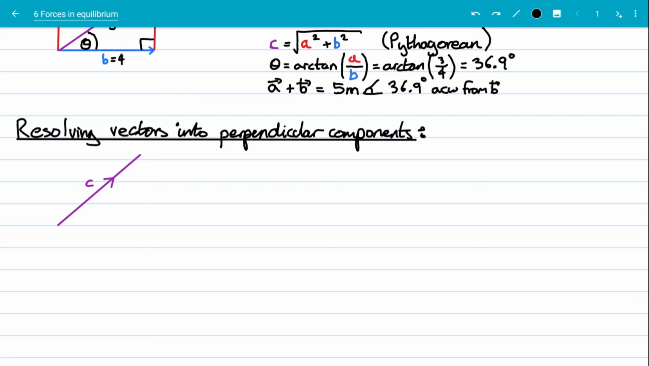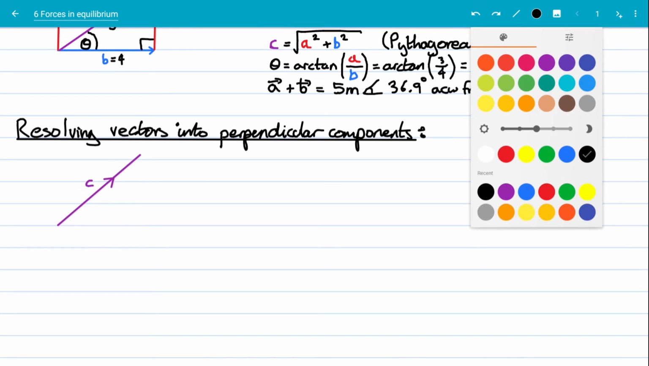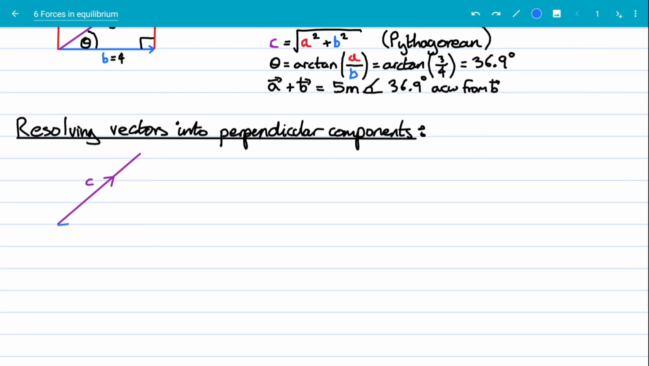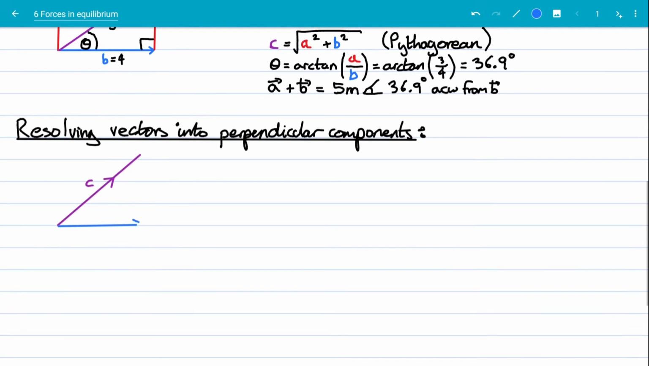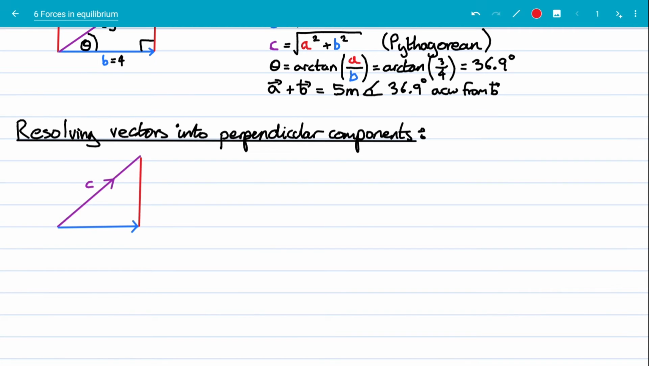So sometimes, and you'll get this later on in the course, we're going to be resolving into perpendicular components that aren't vertical and horizontal because we're interested in things like inclines, inclined ramps, or inclined planes. At the moment, we're going to stick with just resolving into components that are horizontal and vertical. So we've got a component that is horizontal, which is definitely perpendicular to a component that is vertical. So we're going to keep it nice and simple like that.